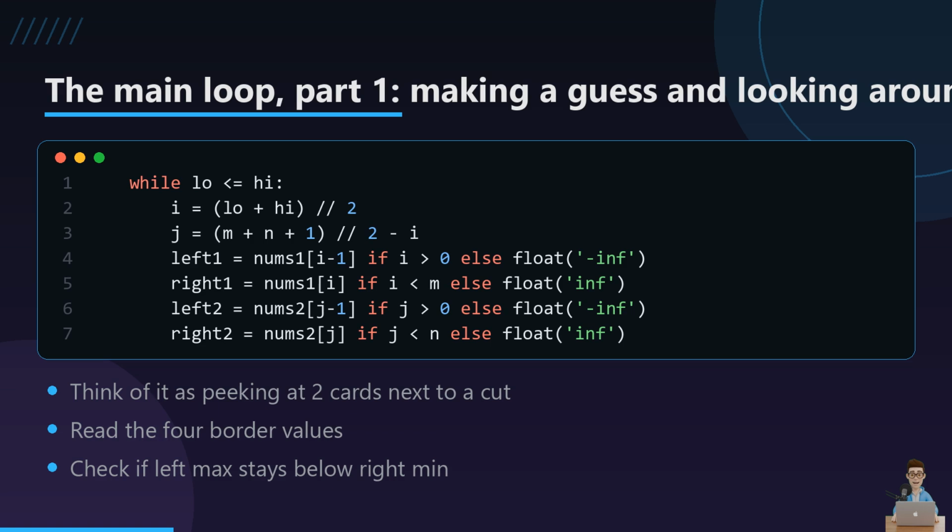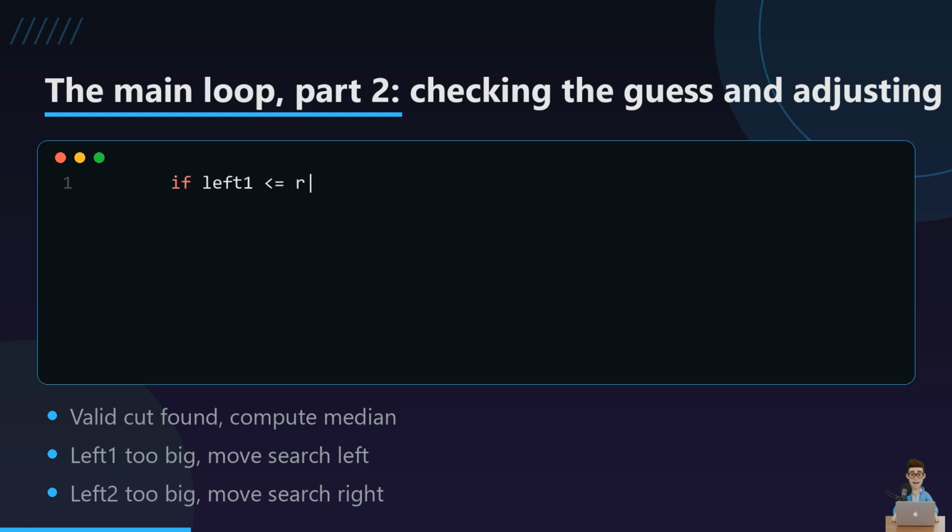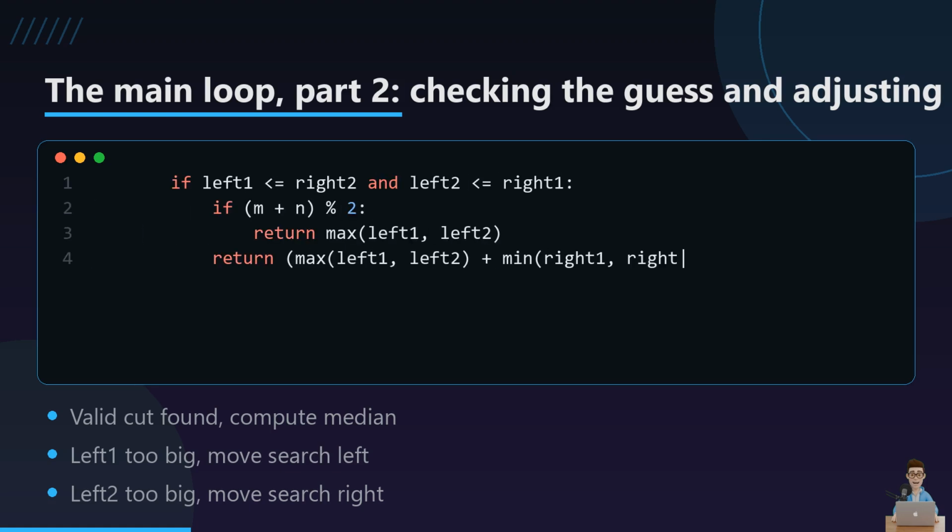We guess a spot i in nums1, and j in nums2 gets calculated automatically so both sides stay balanced. If a divider happens to sit at the very start or end of a list, there's no card there, so we just pretend it's negative infinity or positive infinity. Now we check: is left 1 smaller than or equal to right 2, and is left 2 smaller than or equal to right 1? If yes, we found the perfect cut and the median is sitting right at that boundary, we just do a little math to grab it.